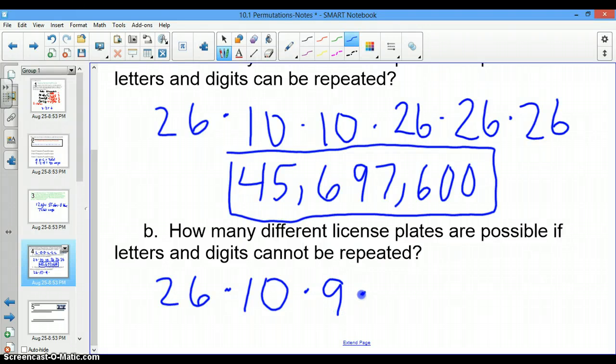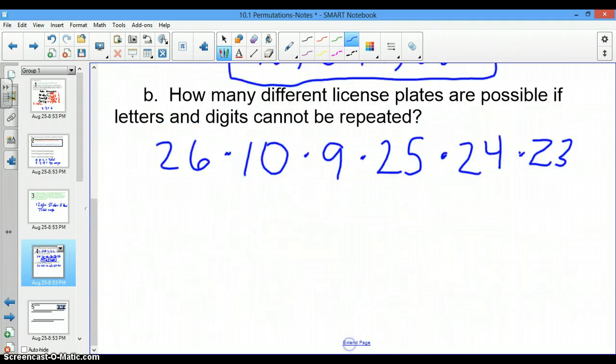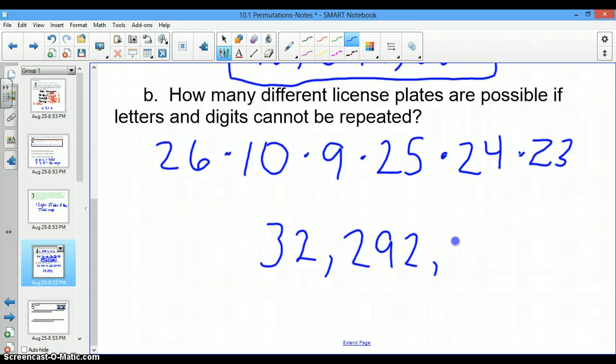9. And then we cannot repeat our next letters, so we used 1 already. We have 25 here. We've used 2 letters, so now we have 24. And we've used 3 letters, so now we have 23. We multiply those numbers together. And you see these numbers are lower than the last one, so we should get a lower number. There are 32,292,000 different ways that we could arrange those license plates.